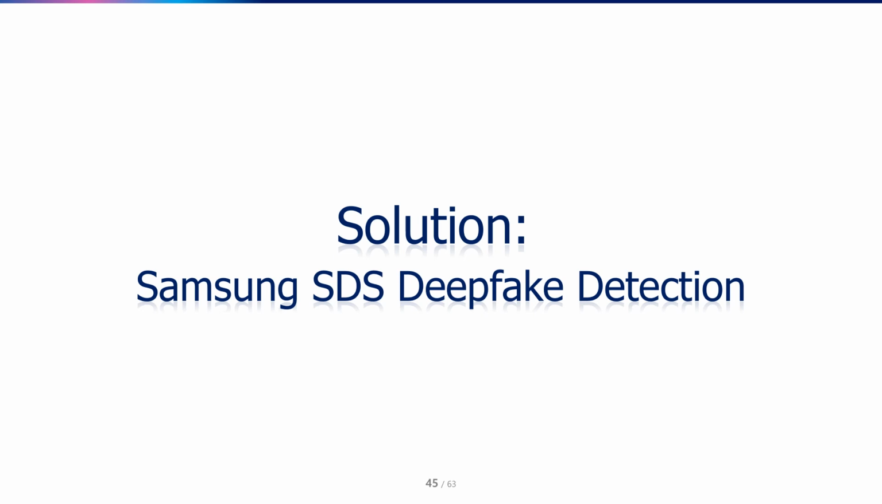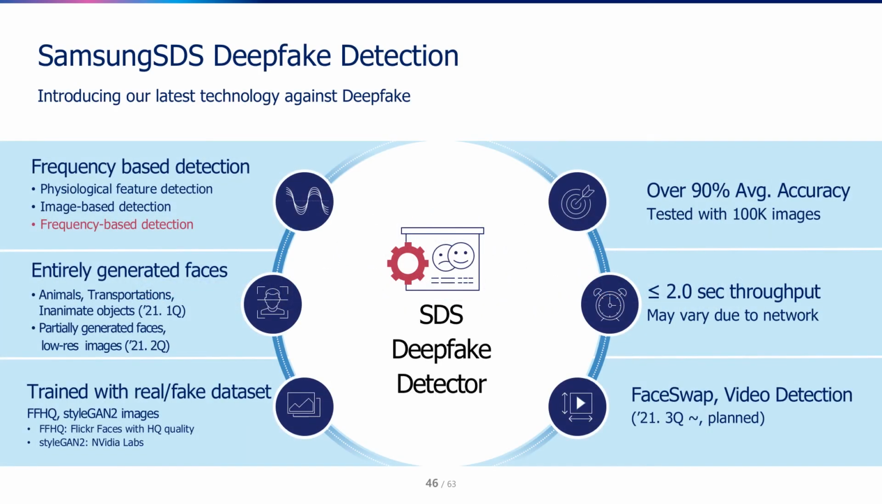Next, let me introduce Samsung SDS deepfake detection as a solution. Our deepfake detection technology uses frequency-based detection. My team started the research and development of deepfake detection in March of 2020 and has continuously improved the model since its first release in June 2020. Our engine focuses on detecting the generated images by GAN, ranging from human faces to animals, transportations, and various objects. Our model's accuracy is over 90% with generalized detection ability, and our work has been published in a global AI conference in August 2021. Our next goal is to detect face swap and deepfake videos.